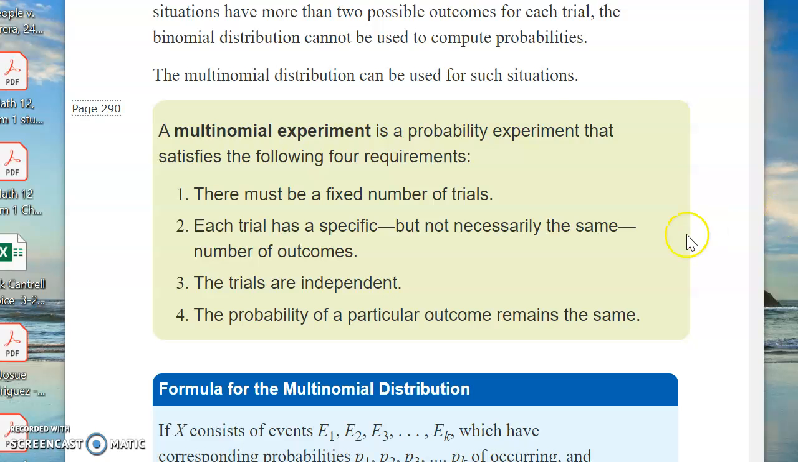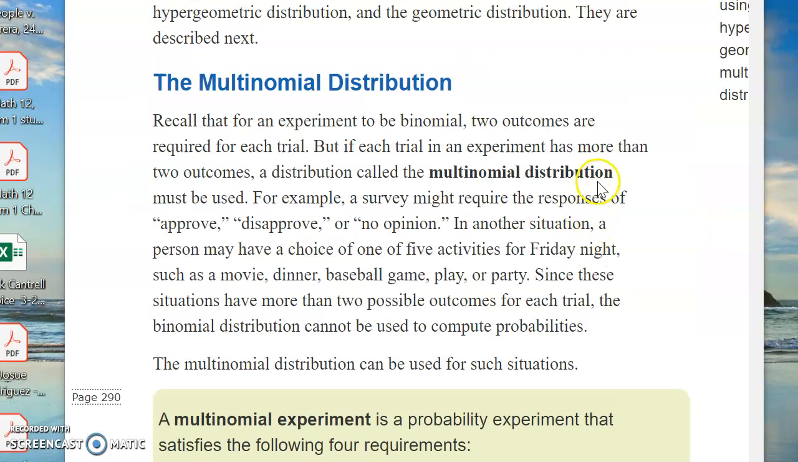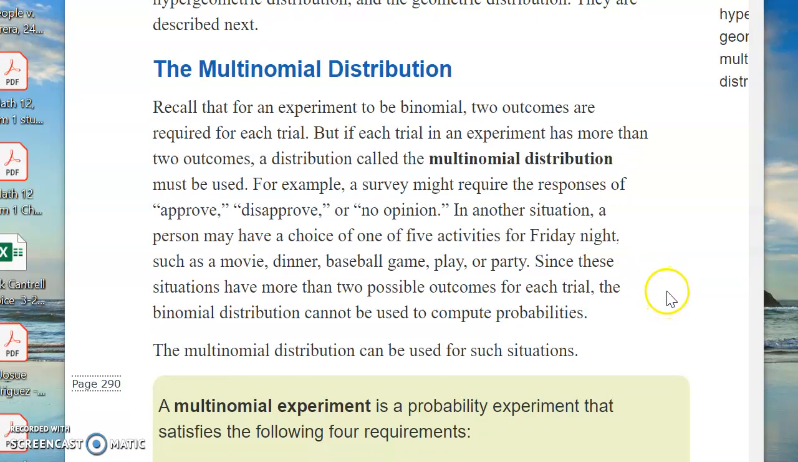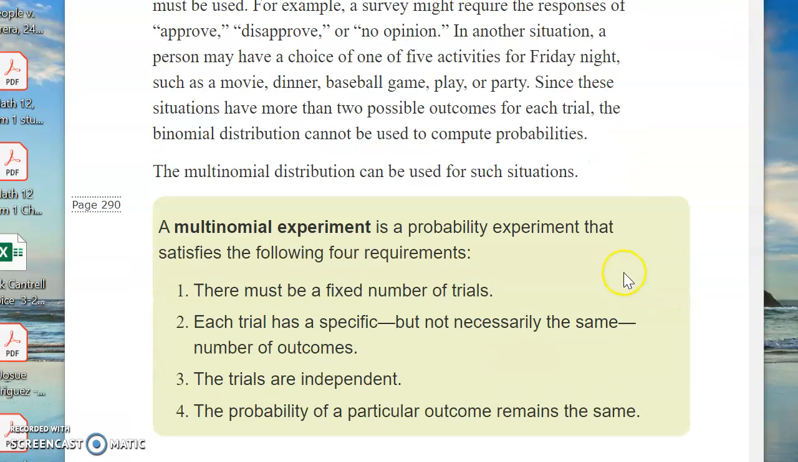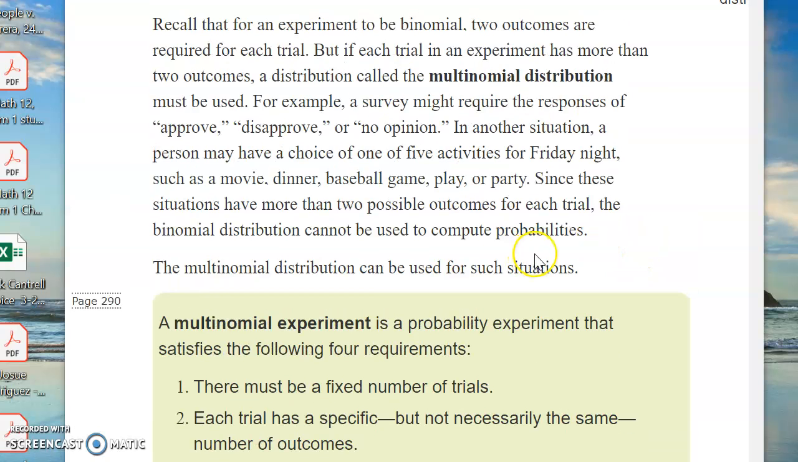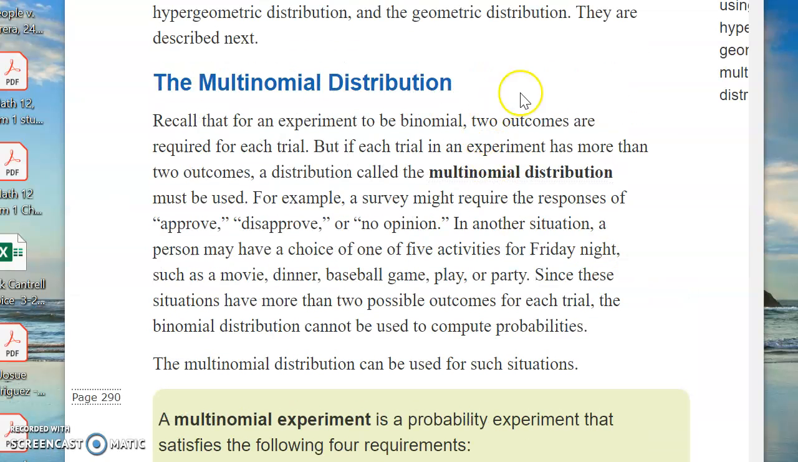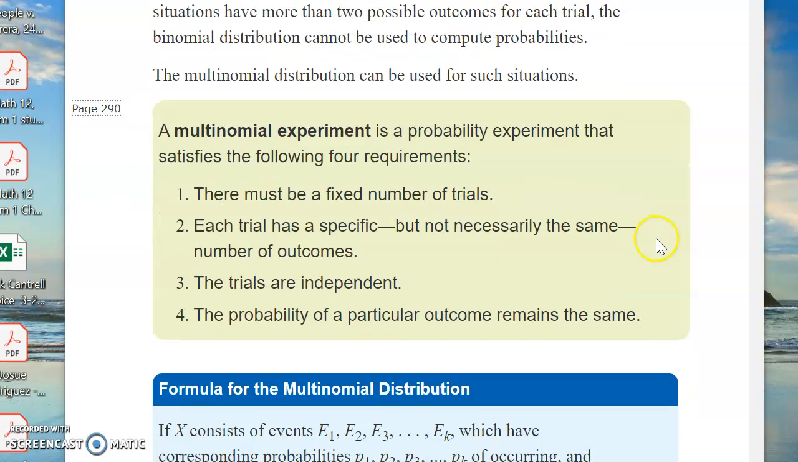So where I left off last time was I was talking about the multinomial distribution, and we were going to start working on this one example in detail. However, if you don't mind, I want to back up just a tiny bit here and make sure you read this multinomial distribution. It's similar to the binomial, but instead of only having two choices or two outcomes, you can have any number of outcomes. The requirements are right here. Make sure you read that, but I wanted to point out this one right here.